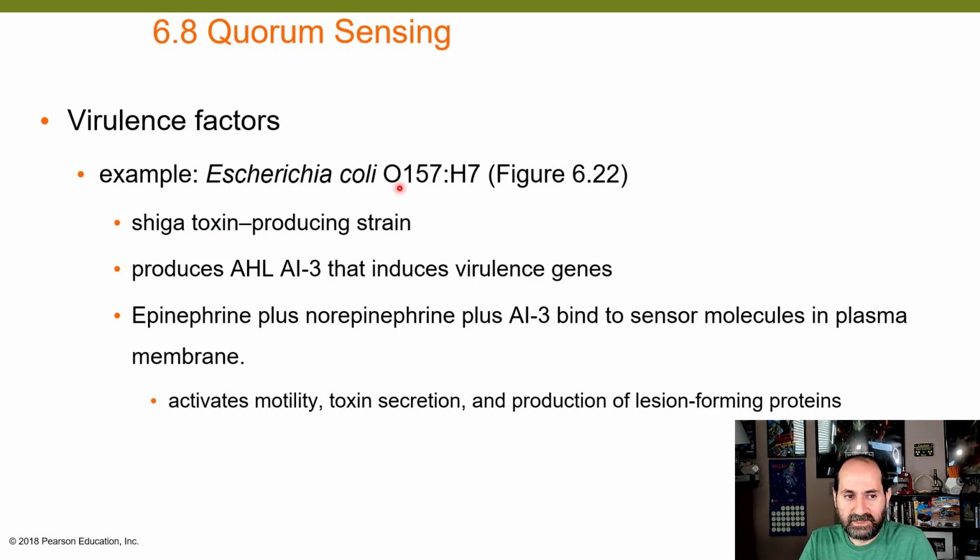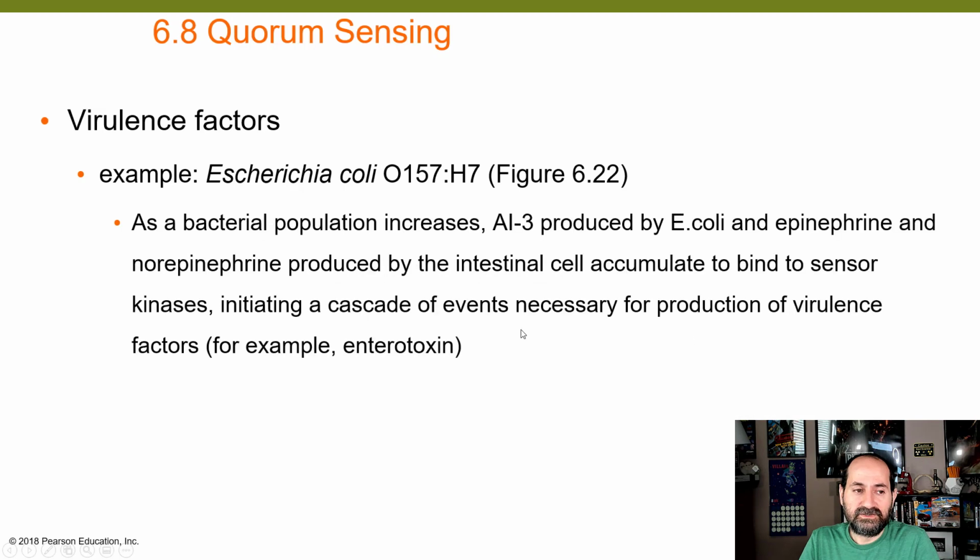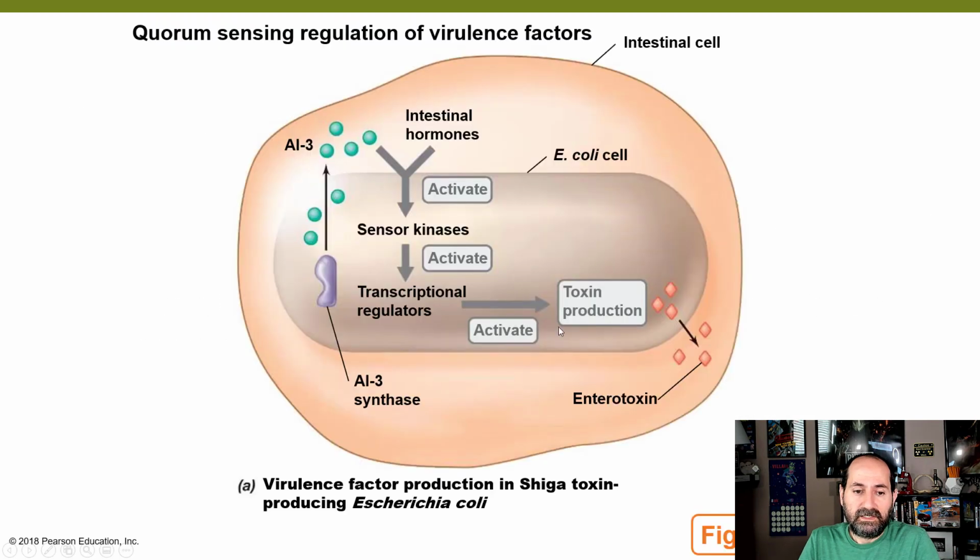So how does this E. coli quorum sensing work? This E. coli is very interesting. It produces an AHL, Autoinducer 3, AI3, which induces virulence genes, but only if gut hormones, epinephrine and norepinephrine, are around as well. Isn't that interesting? Take a look here.